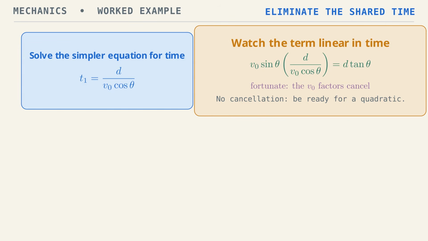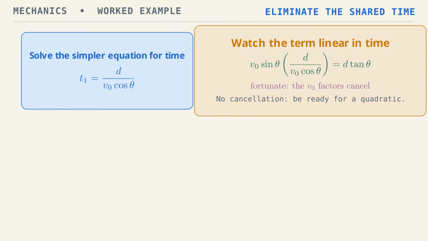Eliminate time systematically. Solve the simpler horizontal equation for t1, d divided by v0 cosine theta. Substitute that expression everywhere t1 appears in the vertical equation. Look closely at the term that was linear in time: v0 sine theta times d over v0 cosine theta. We are fortunate because the v0 factors cancel, leaving d tangent theta. That cancellation removes a possible first power dependence on v0.